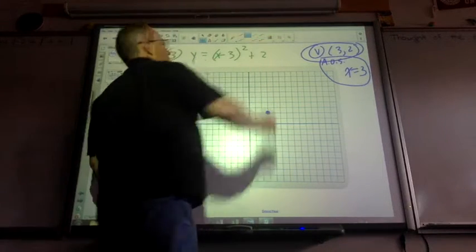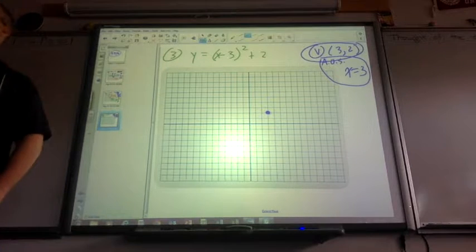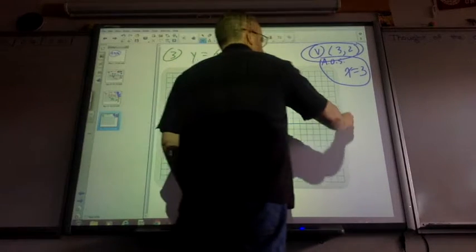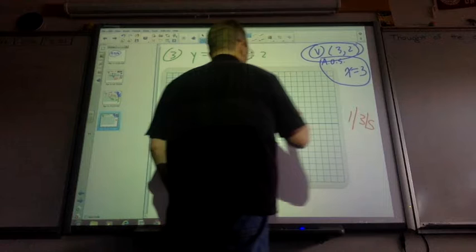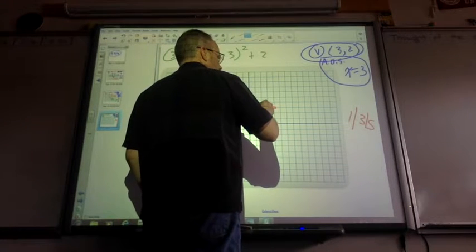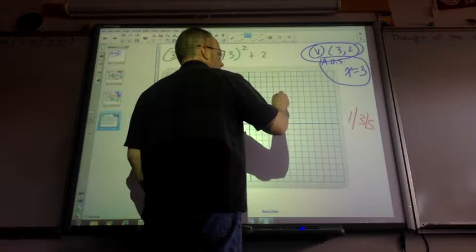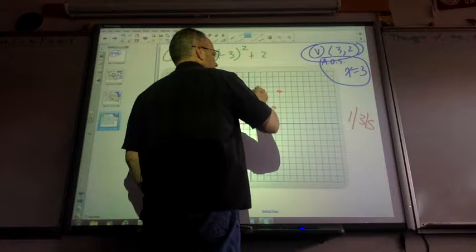Can I pattern graph with 1, 3, 5? Yes, sure can. I don't have to modify it. So 1, 3, 5 will work. So I go right one up 1, left one up 1, right one up 3, left one up 3.